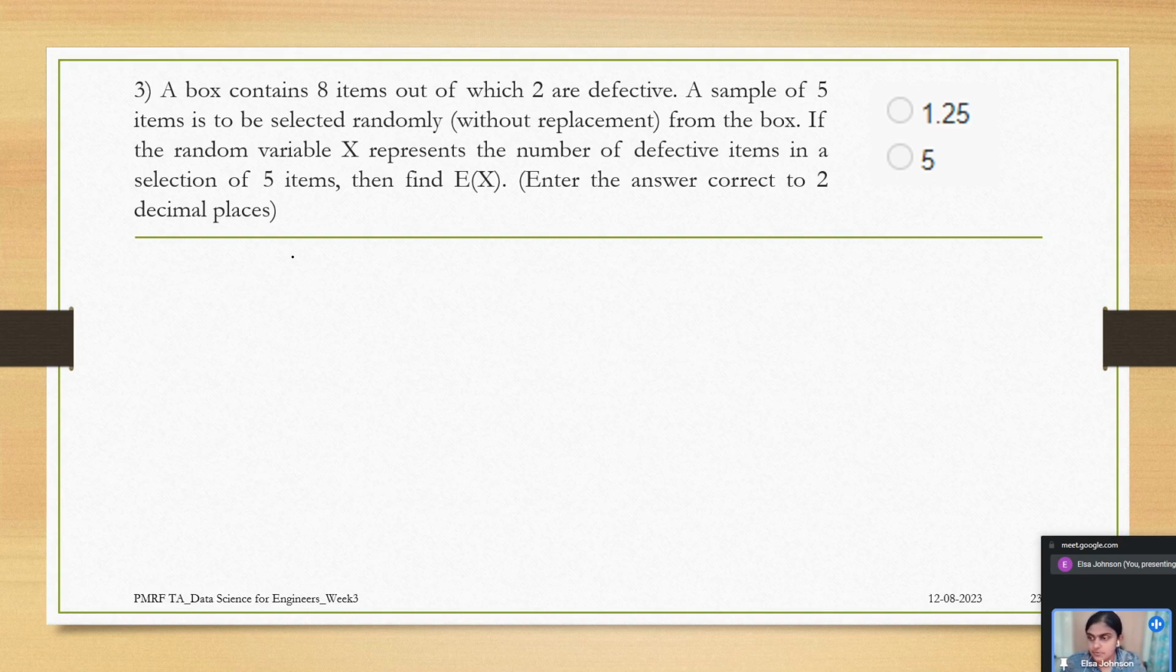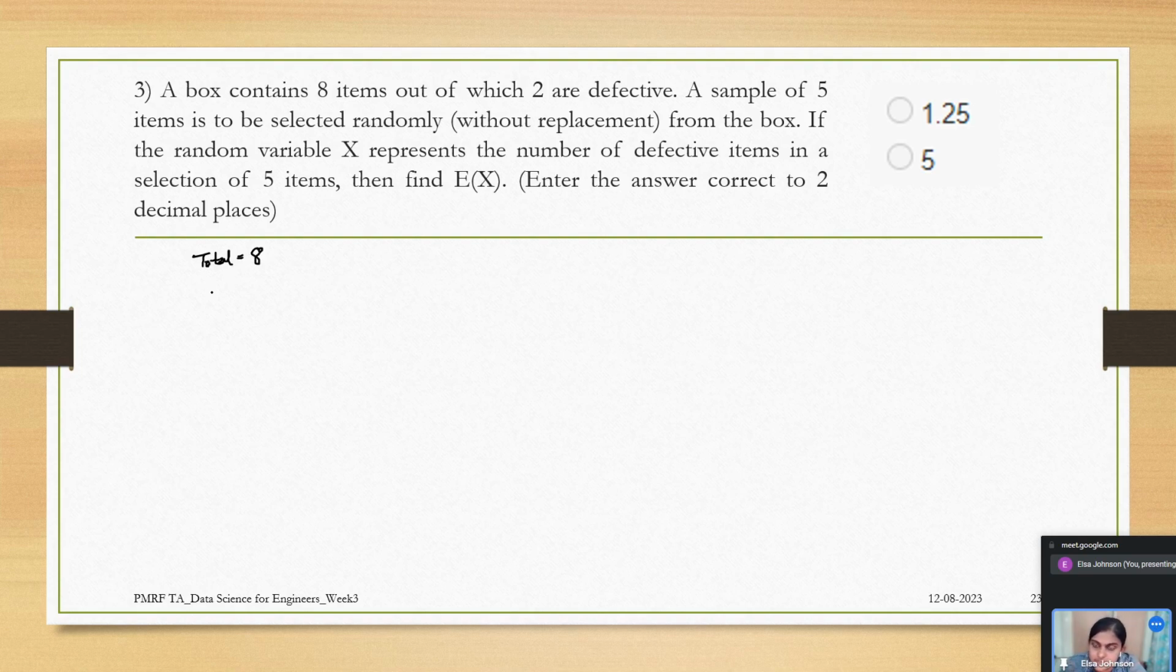Either it will be 1.5 or 5, okay. So I'll start with solving actually. 8 items are there in total, right? N equal to the total number. The total number is 8, okay.